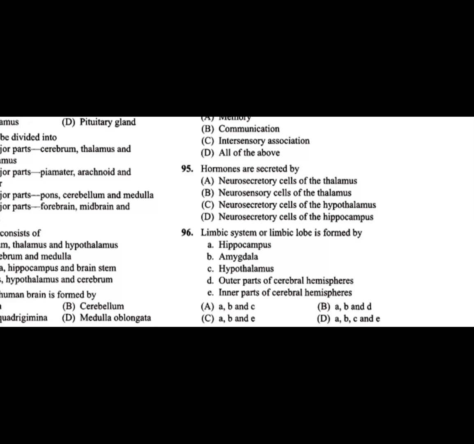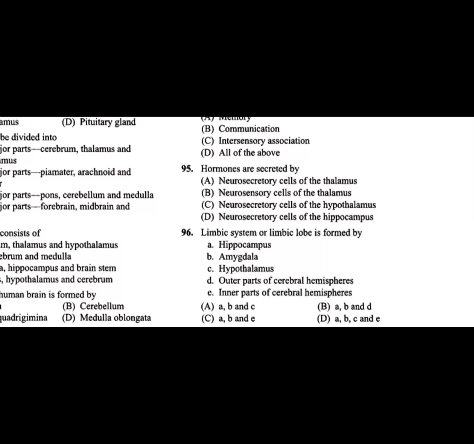You know, mainly two hormones are produced in the hypothalamus. One is oxytocin, another one is ADH, also called vasopressin. Oxytocin is responsible for the contraction of the uterus during the parturition process, and ADH is the antidiuretic hormone, which regulates the volume of fluids in the body. So the answer for question number 95, neurosecretory cells of the hypothalamus, students.